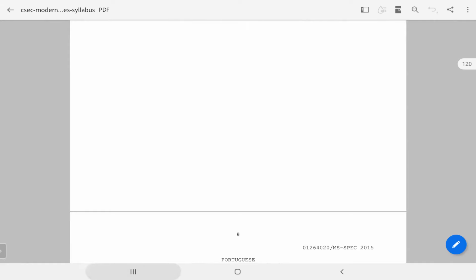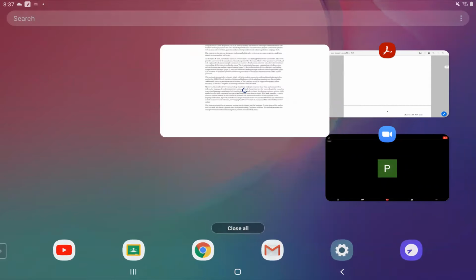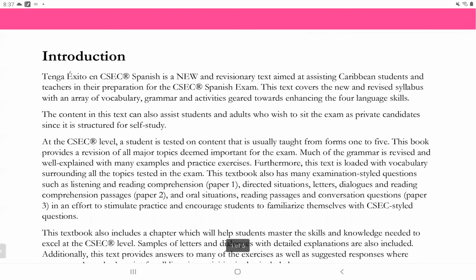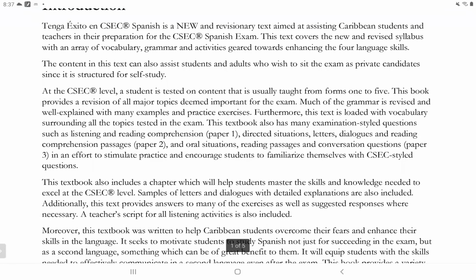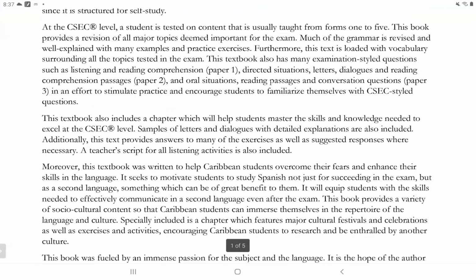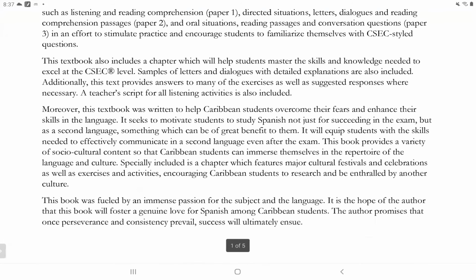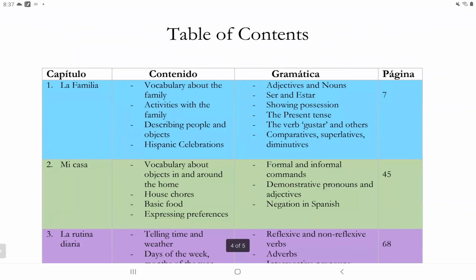Okay, guys, so one of the things I want to just show you all, and this is the new textbook. It's a textbook written by myself. Now, no, it was not approved by CXC, but it follows, or it is aligned with the syllabus that I just explained to you. So you would see it's based on, we have the contenido and we have gramática, and the contenido is the thematic part of it.